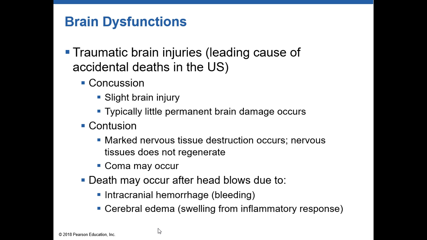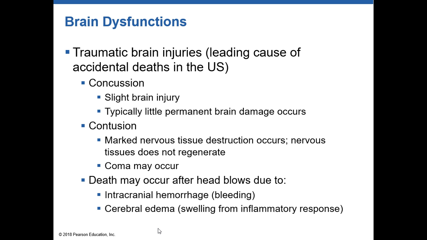A contusion, on the other hand, is where you've hit your head so hard that there is some kind of marked visible destruction to the nerve tissue. And when there is that much destruction, nerve tissue does not undergo mitosis, which we learned about in the last test, so it doesn't regenerate. And sometimes a coma can happen.